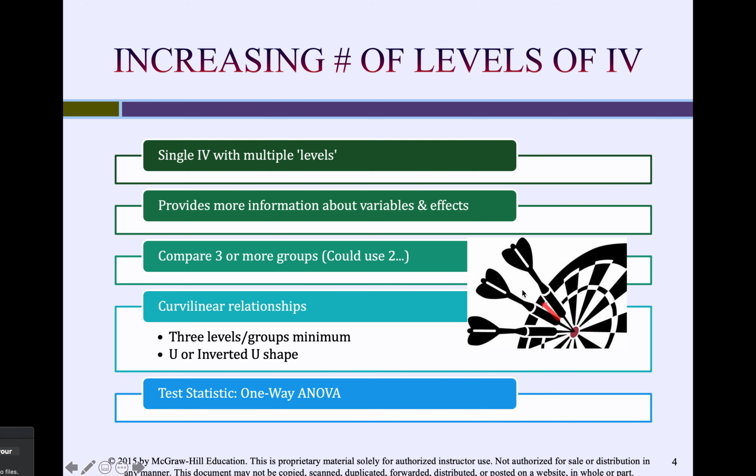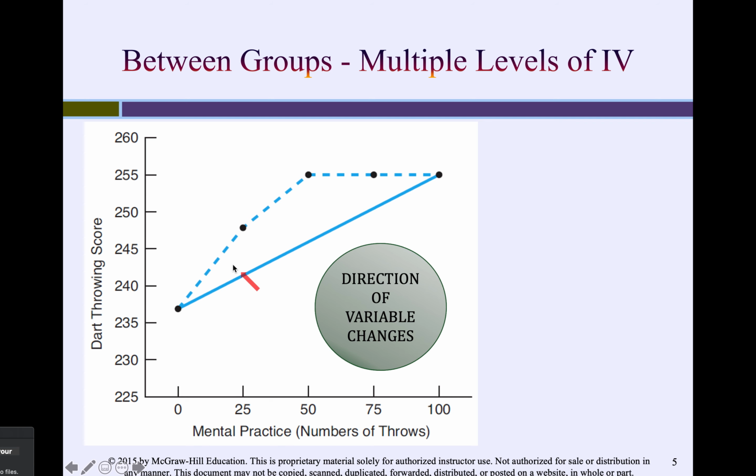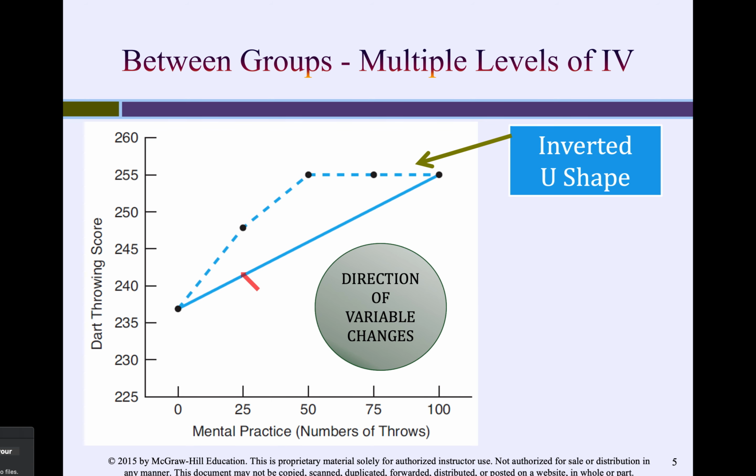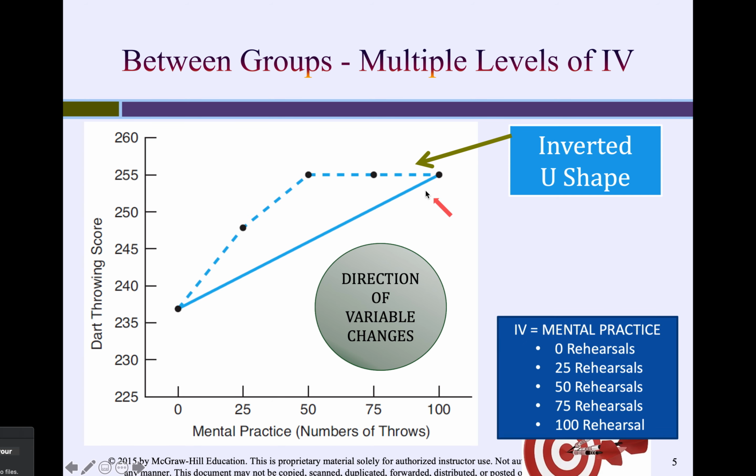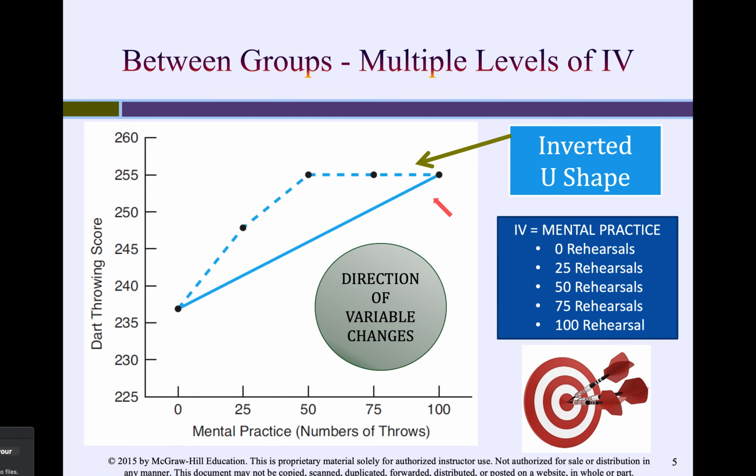So let's take a look at some of the basic information of when we increase the levels of an independent variable. Now, this is still a between groups design because you're looking at the differences between groups, but in this case, you have a single independent variable, and we'll go through the example of this, but you have multiple levels of the independent variable. And here's that inverted U shape that I was talking about on the previous slide, but let's talk a little bit about this particular study.